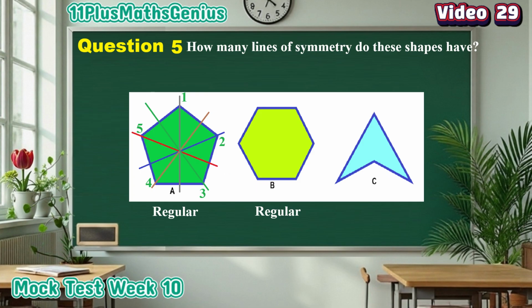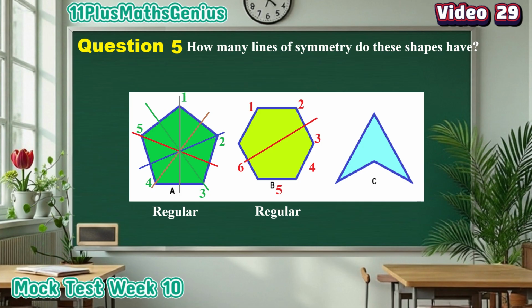Let's see B. We can see that shape B is a hexagon, which means it has 6 vertices. So, let's see. We can see the first line reflects perfectly, the second one also reflects perfectly, the third one also reflects perfectly, and so does the fourth one, the fifth one, and the sixth one. And so for shape B, it has 6 lines of symmetry.